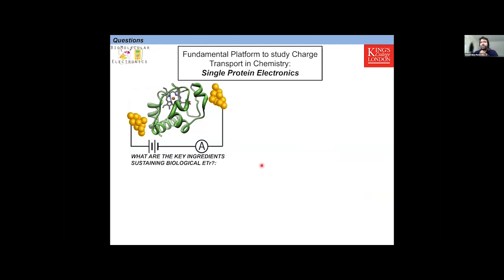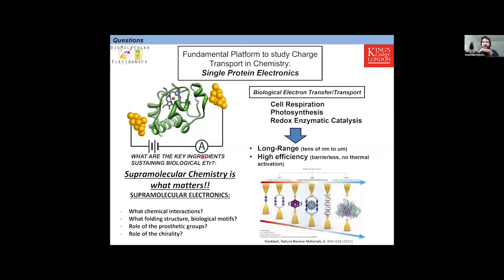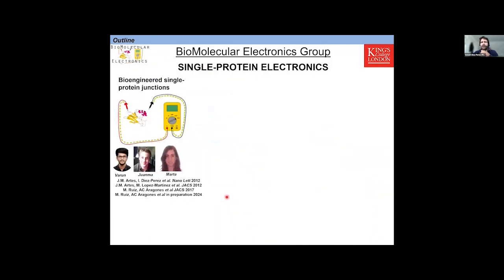Now, the interest in electron transport in biology is very extensive. There are many functions in life that depend on the efficient movement of charge across systems. Here are some examples: respiration, photosynthesis, redox enzymatic catalysis. We know that the way these biomolecules move electrons is very efficient, with long-range, highly efficient electron transport. This is something that we coin as the effect of supramolecular electronics. It's simply this special structure and the supramolecular interactions in these biomolecules that really enable this high-efficiency transport.